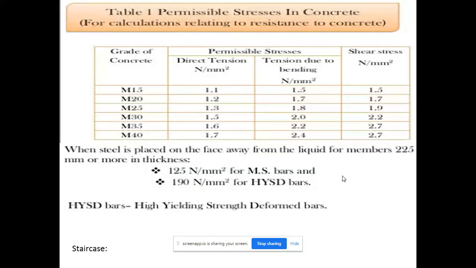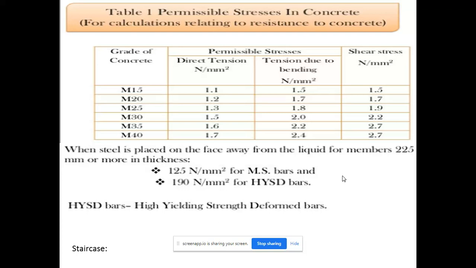So this is about the permissible stresses in concrete, or calculations looking at the resistance of concrete. Different grades of tank concrete with respect to direct tension, tension due to bending, and shear stress are shown over here. Based on the loads transferred from slabs to beams, then columns, then footing to the ground, you can make use of different grades of concrete. And don't forget to use HYSD bars or TMT bars.